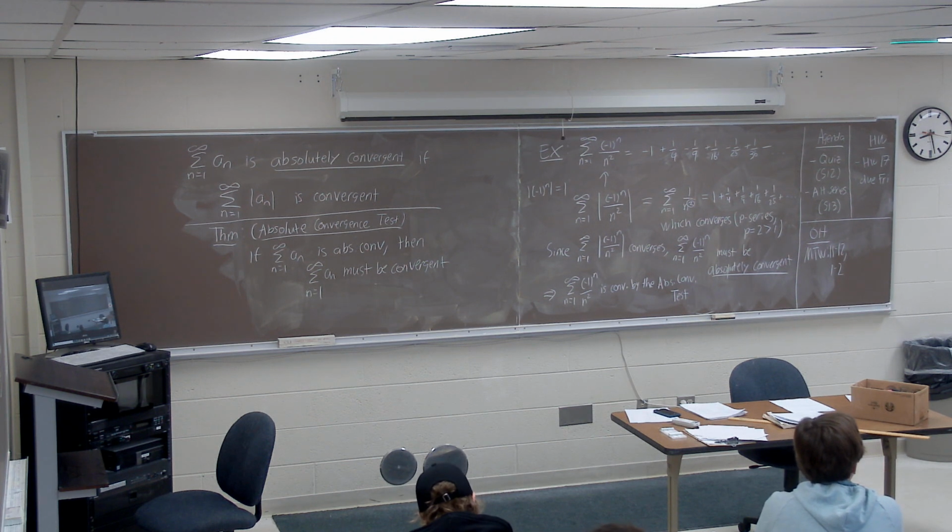And if the original series is absolutely convergent, Rhoda? That means that the actual series is convergent. Bingo. By the absolute convergence test, that means that our sum of a sub n, as n goes from 1 to infinity, is convergent by the absolute convergence test.